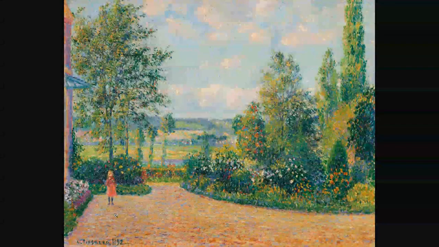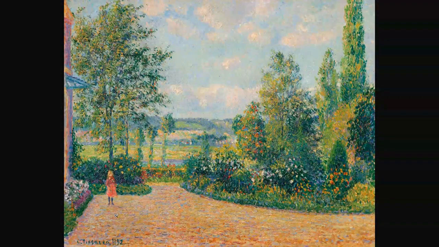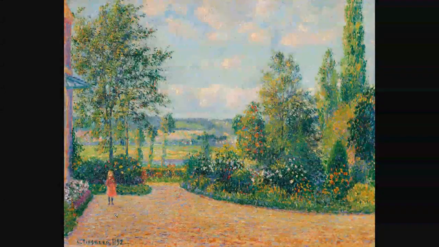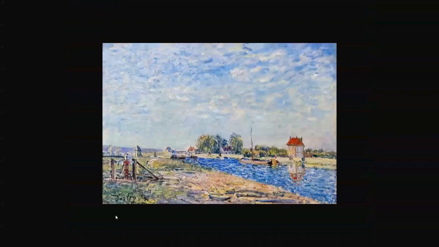Here's a Camille Pissarro art piece, almost like stippling in a way, but it's more a rapid application of the paint onto the canvas. Right? And then here we have Alfred Sisley. Again, the brush strokes are very evident, right? And the contrasting colors, you can see all around.